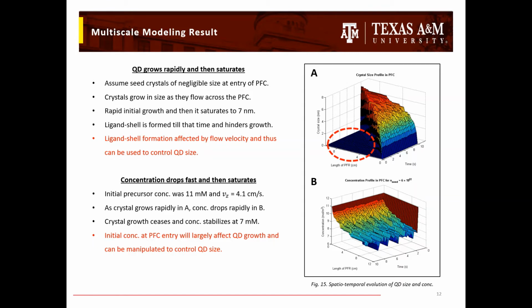Similarly, you can have the concentration profile throughout the plug flow crystallizer. Initially it starts at say 11 millimolar, and then it suddenly drops because the crystals are growing, and then it reaches a saturation value around 7 millimolar as the crystal size saturates at around 7 nanometers. Also, you will see that there is a certain roughness. This roughness comes from the fact that KMC simulations are stochastic in nature, and at every grid point there is going to be a certain difference in the KMC simulation, which is quite useful, and I'll explain about it later.